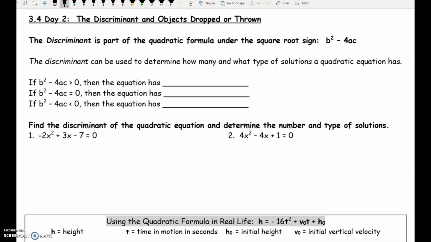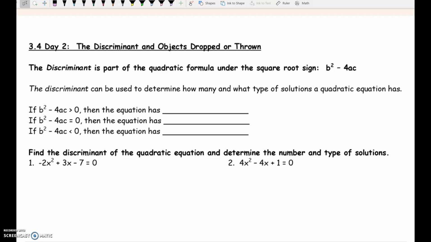Today we are focusing on the part of the quadratic formula that occurs underneath the radical. So if I write out the quadratic formula, the opposite of b plus or minus the square root of b squared minus 4ac all over 2a, the part that's underneath the radical is called the discriminant.